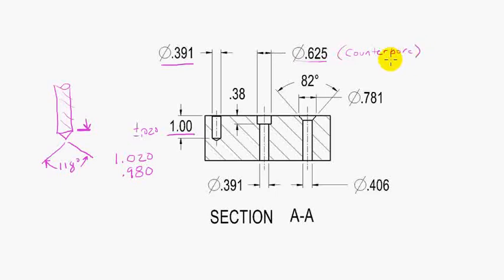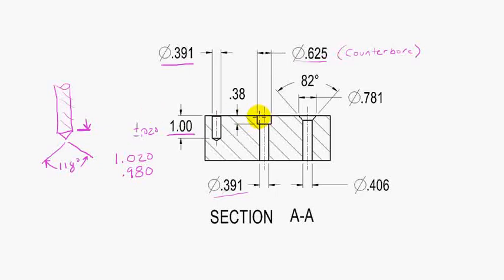That's the counterbore, and it's 3/8 deep. Okay? And then this is the 0.391 through hole here, right? Coming all the way through the block. So counterbore is to recess the head of a screw. Right? So I'll go ahead and just draw it in there.